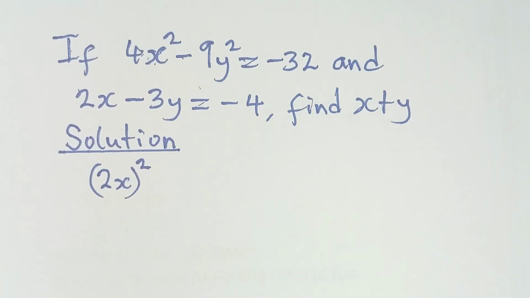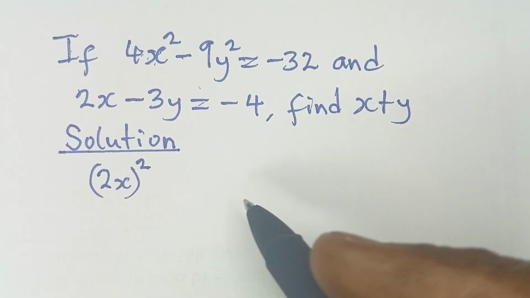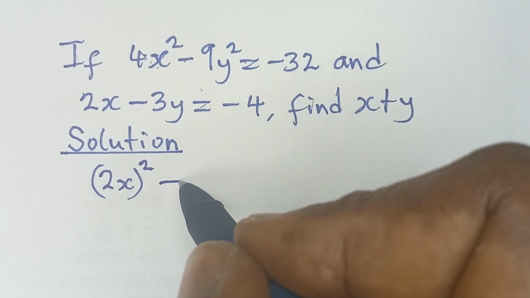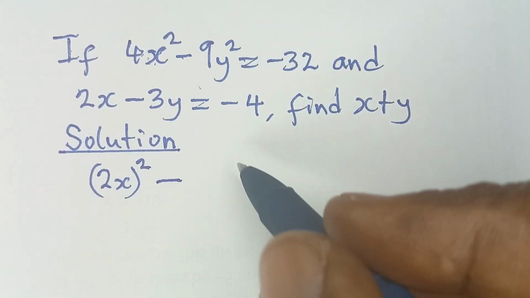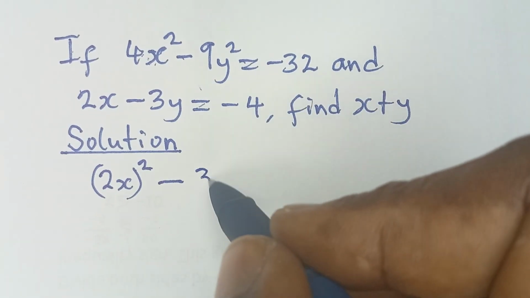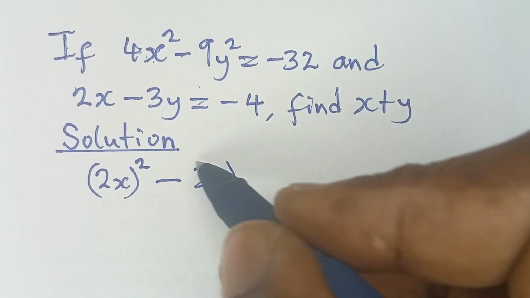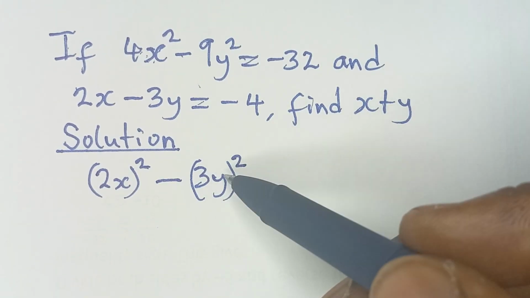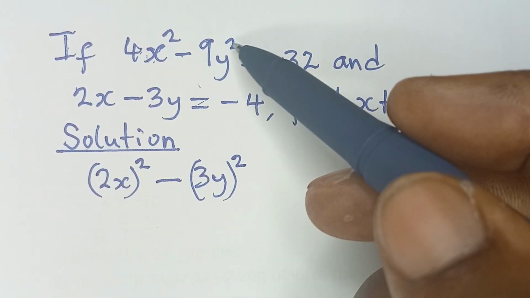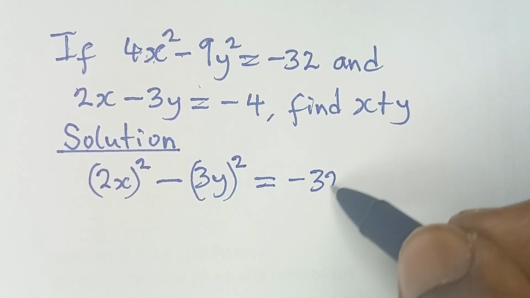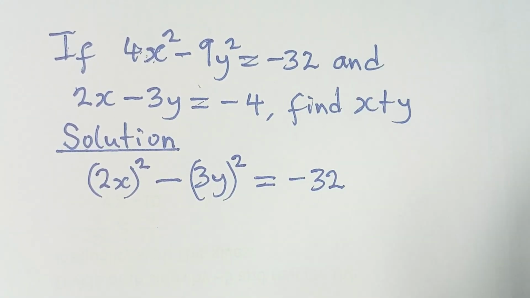Is that okay? And then the next thing to do here is to also look at the 9y squared. That will give us 3 and then y all squared. So that this square will also affect the 2 terms and it will take us back to 9y squared. And that is equal to negative 32 that we have there.